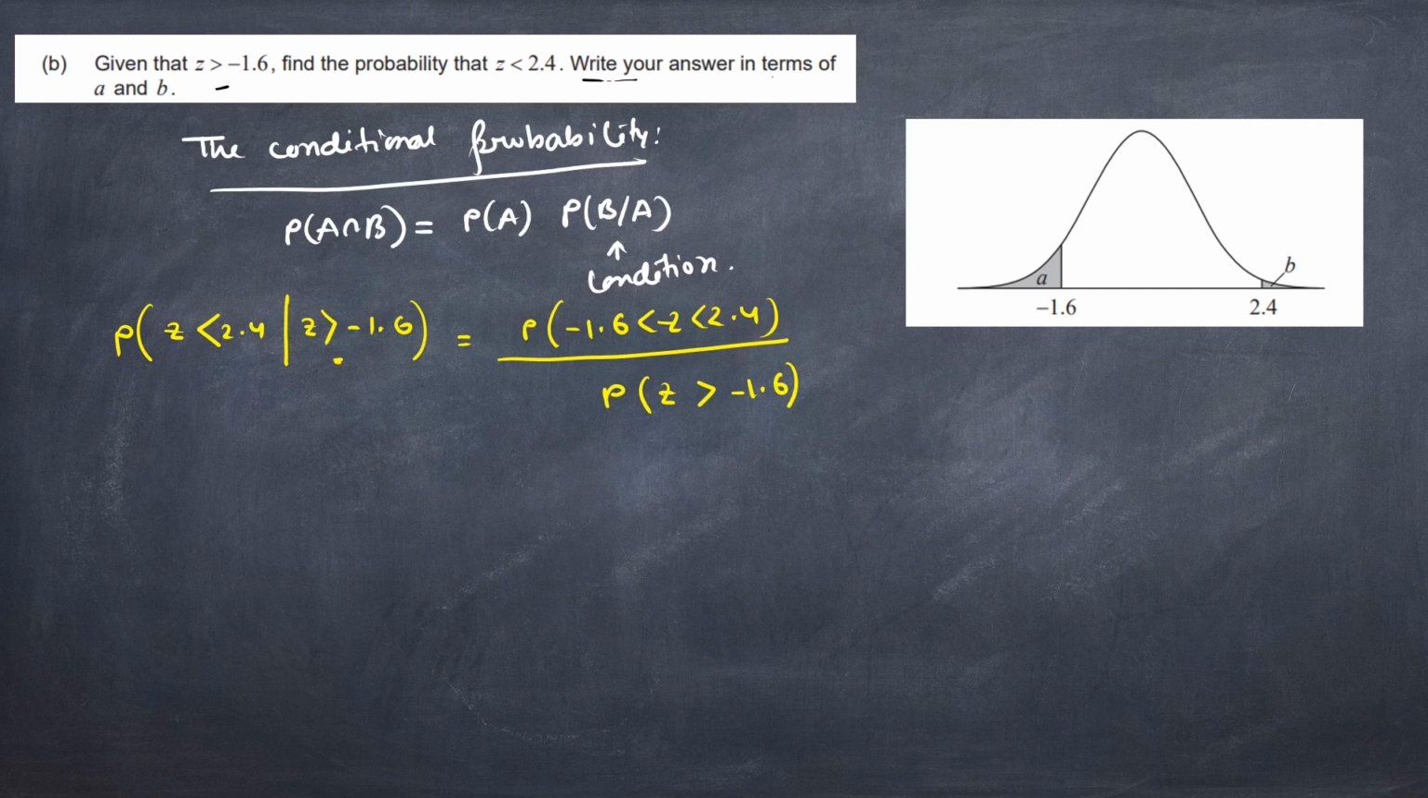If z is greater than minus 1.6, look at the complete area for P(z greater than minus 1.6). Ultimately the complete area is 1, and the area for z less than minus 1.6 is a.